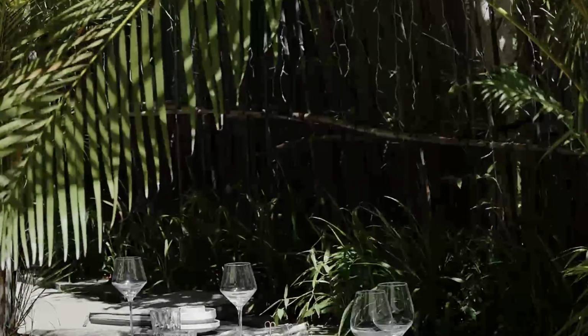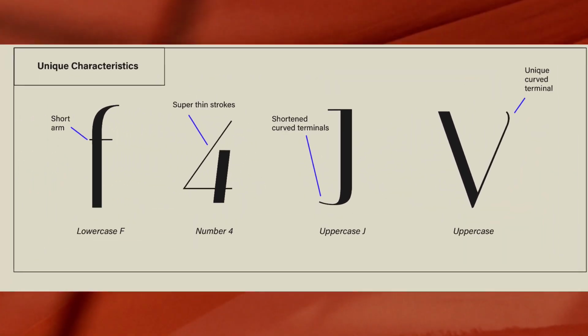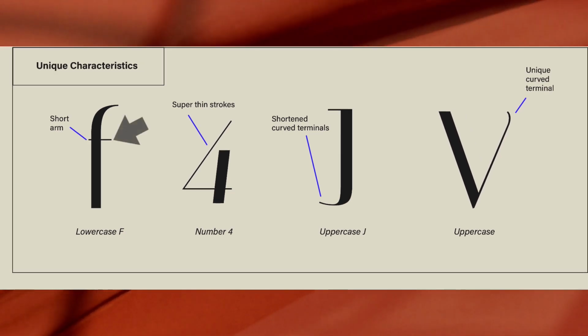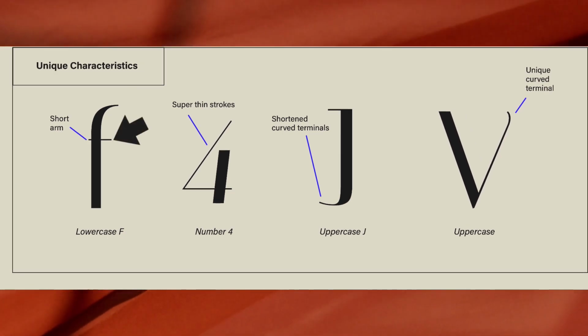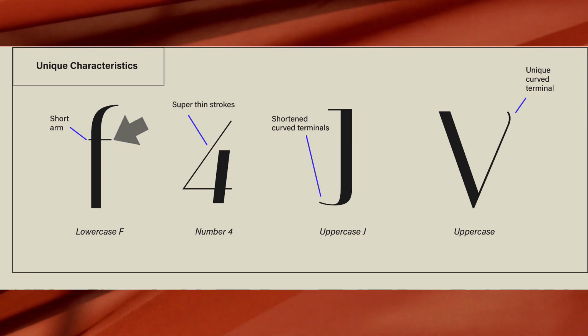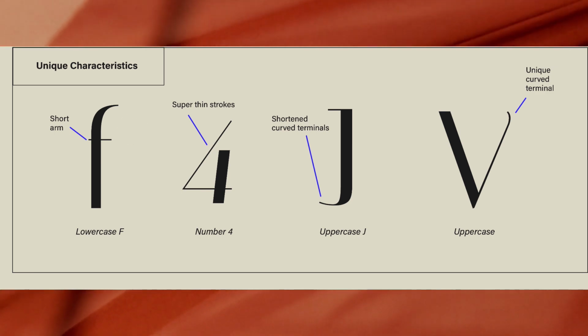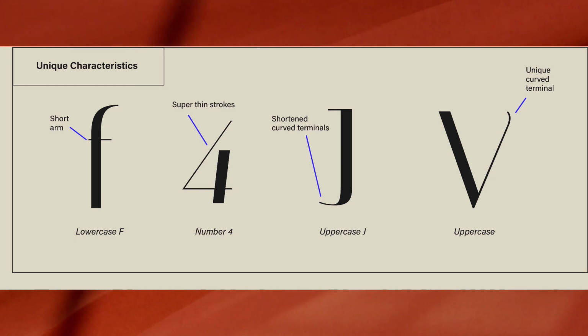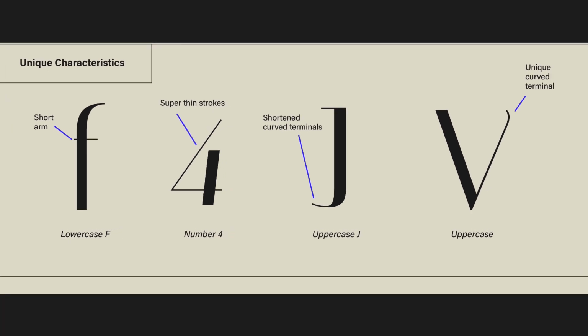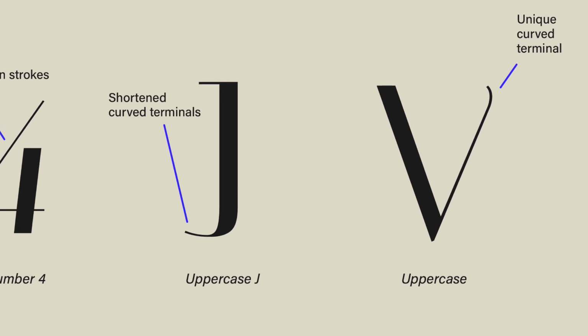So some of the unique characteristics is it's got these really short arms, very similar to the other Didone typeface we talked about a few ones ago. But I really love how the numbers look. And sometimes you can use a typeface for just its numbers if you're looking for a really elegant, highly detailed typeface. Also, it has these really interesting shortened curved terminals, as you can see in this uppercase J. And I love this uppercase V, has that little unique curved terminal at the top of that arm.